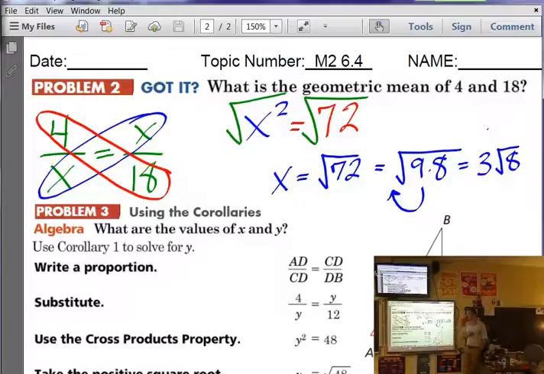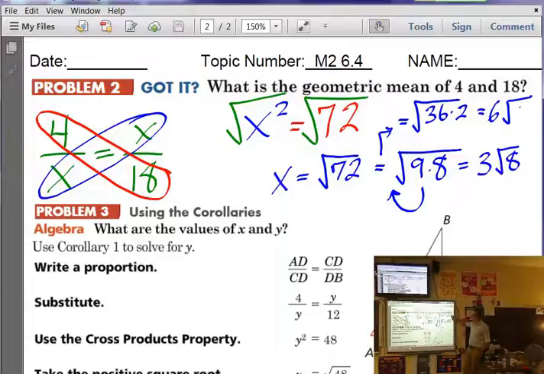The 4 and 8. So the 9 wasn't actually the biggest one here, was it? Right. What could we have used here? 36. Which becomes 6 radical 2.